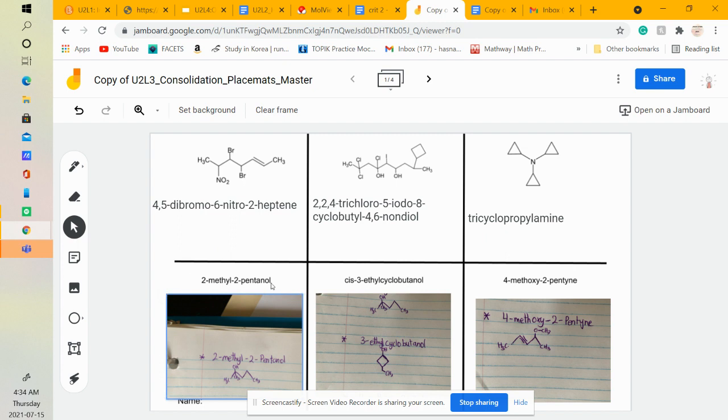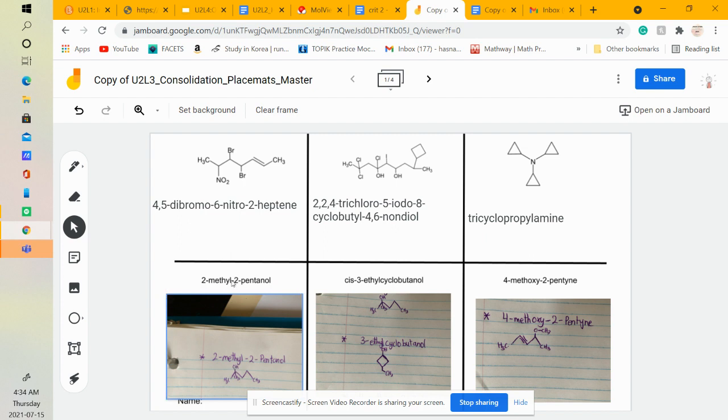Now let's look at this. Here we have a name, and then we're going to make our structure right here. So we started with pentanol. Because there is pent, we know there's going to be 5 carbons. It's 1, 2, 3, 4, 5. And then we know there's an ol, so there's a primary alcohol right here.